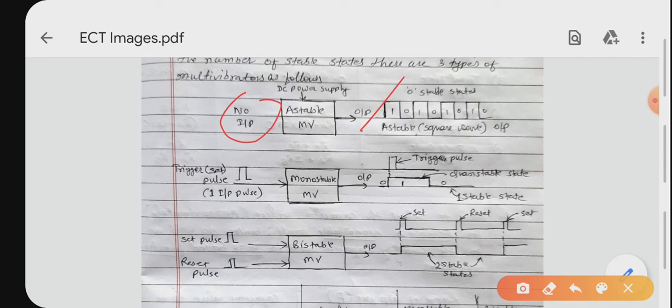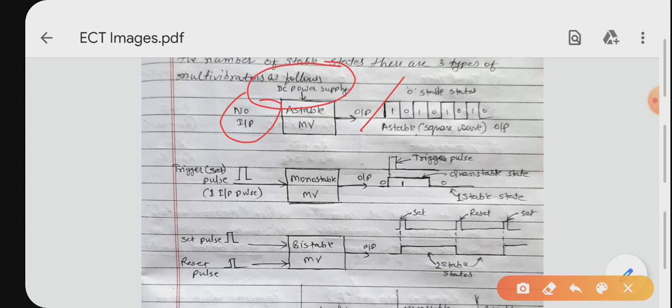There is a DC power supply applied here which can be converted to the square waveform. So it is a square wave generator. Basically, an astable multivibrator is a square wave generator. As the name is given as astable, the output is not stable. There are zero stable states in the astable multivibrator, and it generates the square wave without the application of any input signal. That's why it is also called a free running multivibrator.